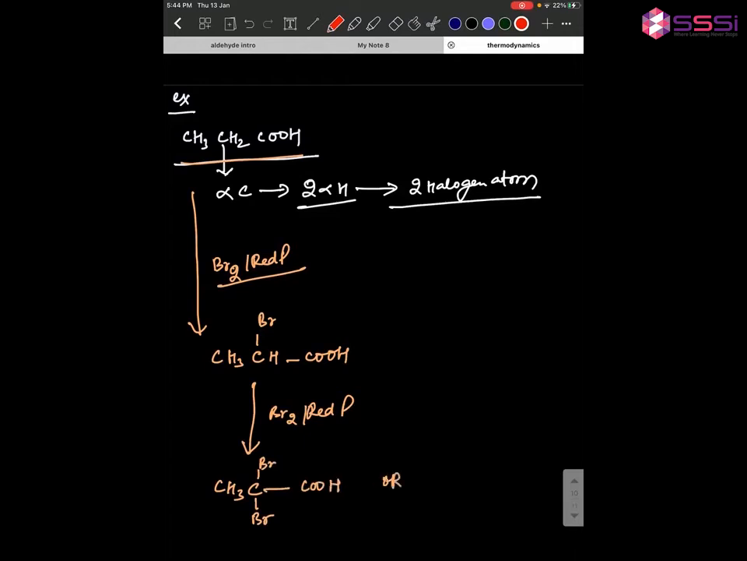Or you can say that it is CH3CBr2COOH. What is this? This is 2,2-dibromopropanoic acid. Clear? Yes, ma'am. So except for methanoic acid, all others will give this reaction.